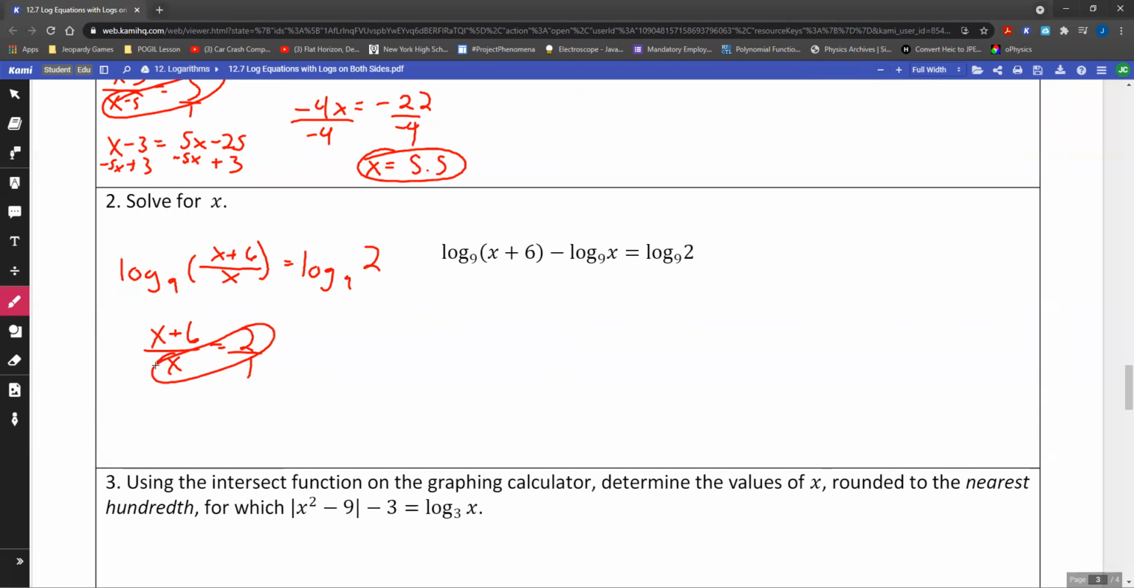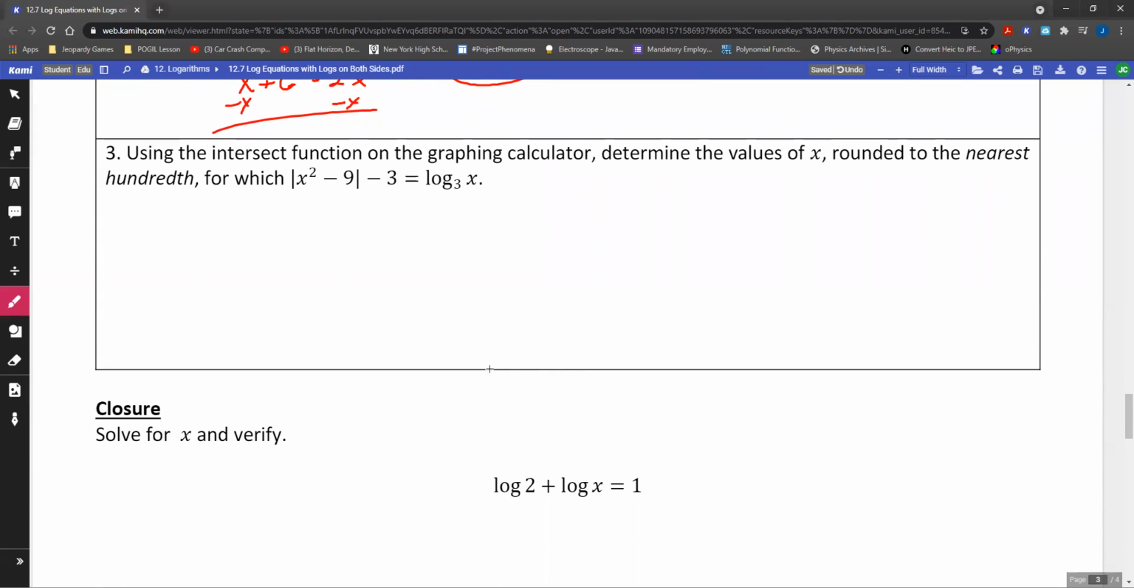Cross multiply. X plus 6 equals 2x. Subtract the x over. And we end up getting x equals 6. And we could check that out. We can make sure this makes sense because it ends up boiling down to log base 9 of 12 minus log base 9 of 6 equals 2.